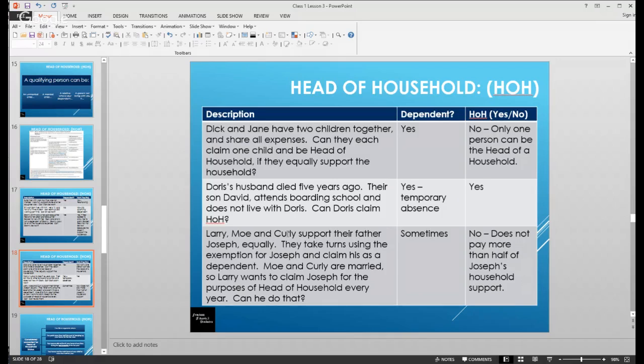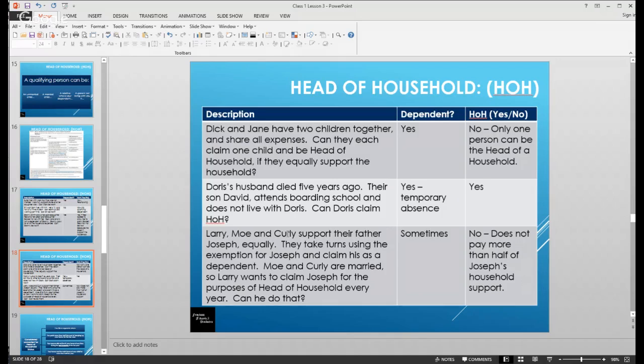Doris's husband died 5 years ago. Their son David attends boarding school but does not live with Doris. Can Doris claim head of household? In this instance, David would be considered her dependent because it would be viewed as if he was on a temporary absence while he's away at school, and she would be head of household.